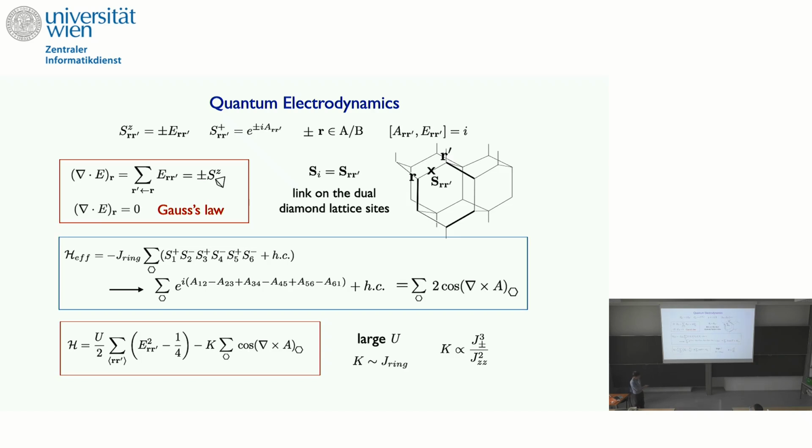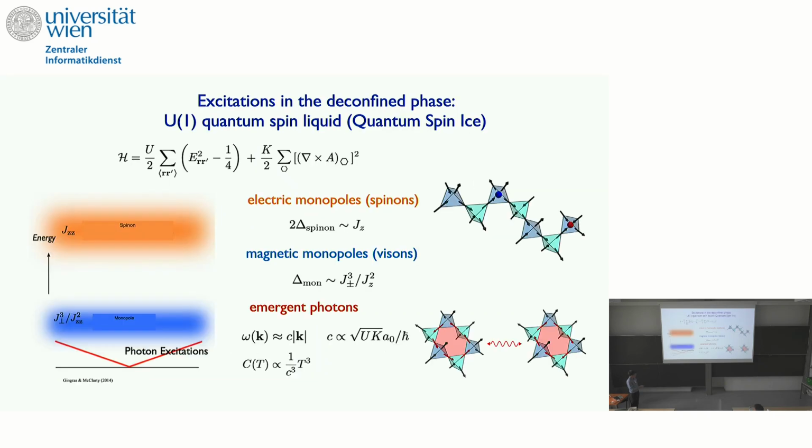Now, if you are in the so-called deconfined phase of this quantum electrodynamics Hamiltonian, then you can expand this cosine term to, say, quadratic order. Then you end up with this Hamiltonian. Basically, you get an E squared plus B squared Hamiltonian, which is the usual electrodynamics Hamiltonian. By doing so, we would expect that there are three kinds of emergent excitations in this problem.